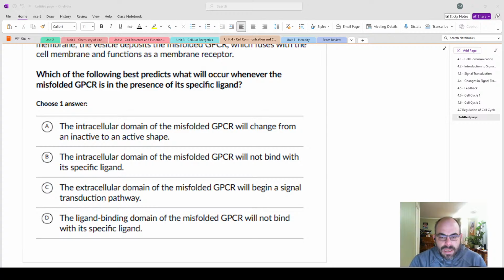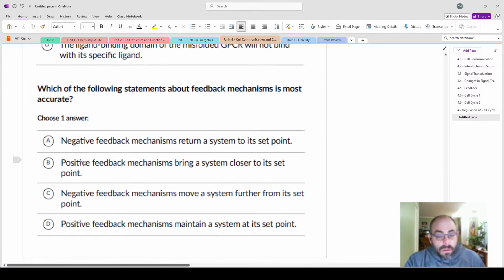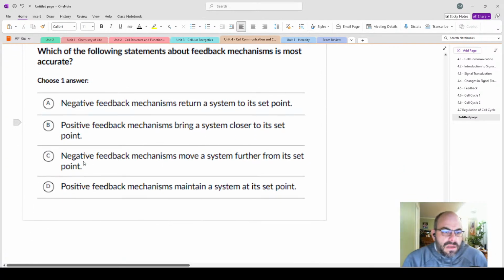One more, and then this is the last one for real, because it's a feedback question. Which of the following statements about feedback mechanisms is most accurate? And so you probably do have to read them all for this one. Negative feedback mechanisms return a system to its set point. Interesting way of saying that. Yes, that is the case. Because it's like the hot and cold person.